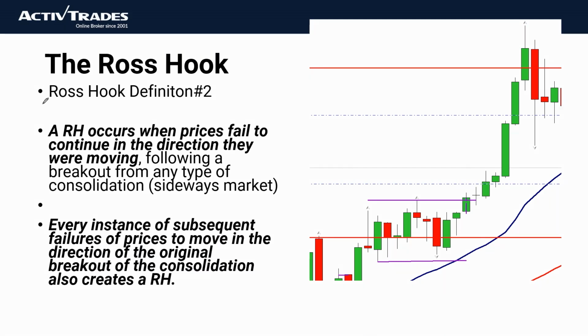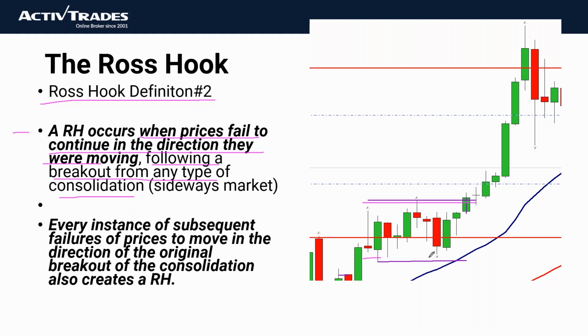Another definition of a Ross hook: a Ross hook occurs when prices fail to continue in the direction they were moving following a breakout from any type of consolidation, any type of sideways market. In this particular case, I don't know what instrument this is, and I don't even know what time it is. That's the important thing, because it doesn't matter, because this is price action, which we'll look at in a moment.